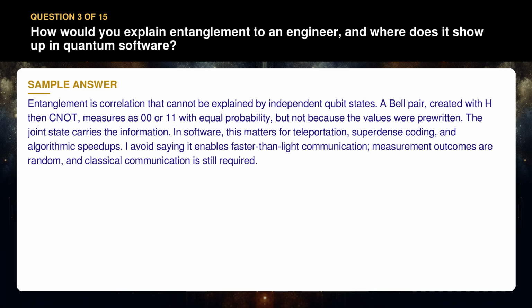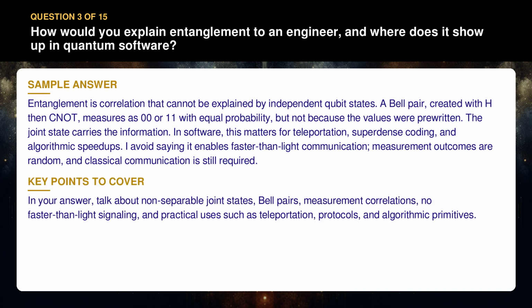In software, this matters for teleportation, superdense coding, and algorithmic speedups. I avoid saying it enables faster-than-light communication. Measurement outcomes are random, and classical communication is still required. In your answer, talk about non-separable joint states, Bell pairs, measurement correlations, no faster-than-light signaling, and practical uses such as teleportation, protocols, and algorithmic primitives.